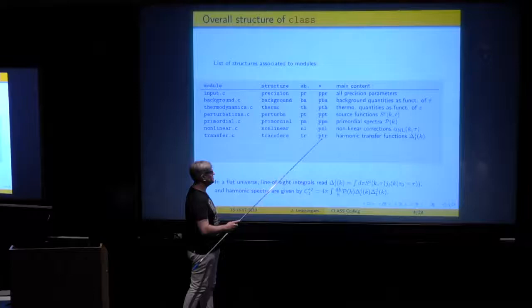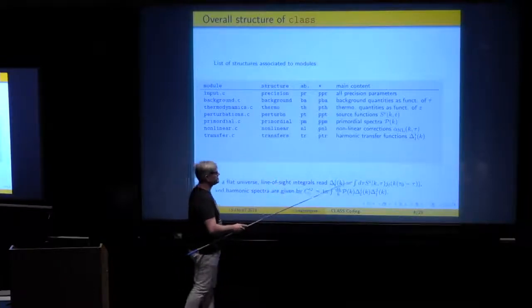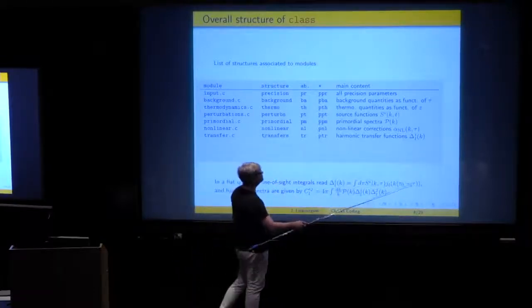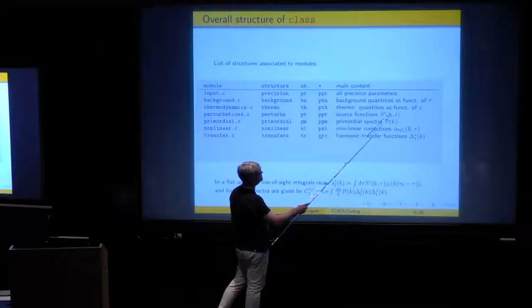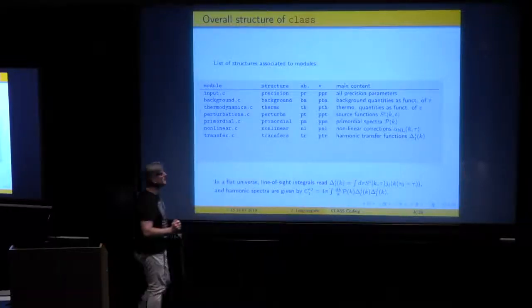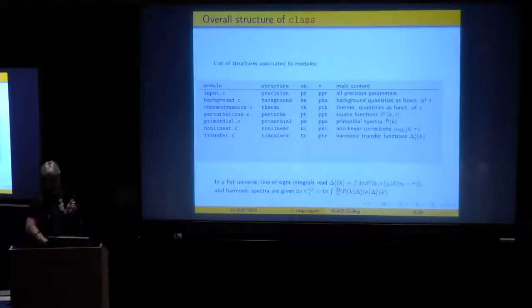As we said, its goal is to solve the line of sight integral to go from the source function to the harmonic transfer functions. So this is where, for instance, Bessel functions are calculated.